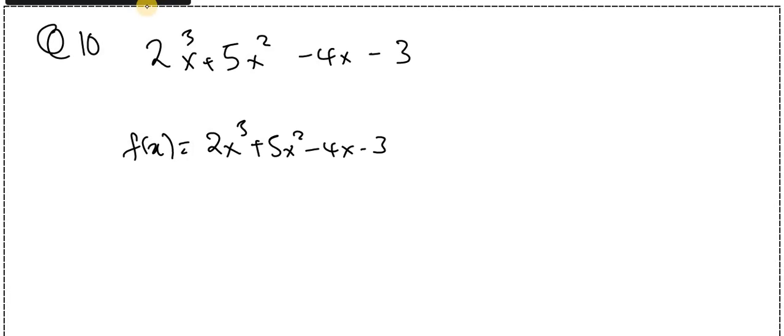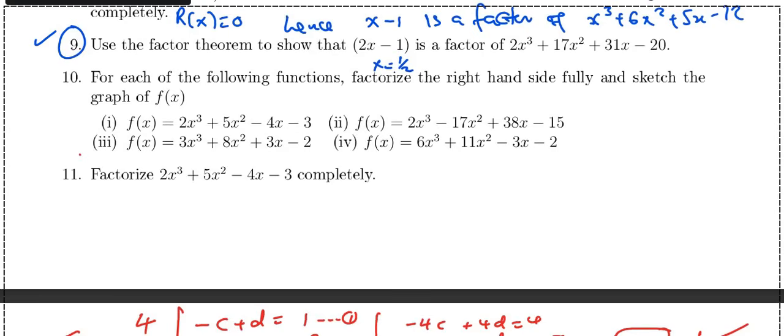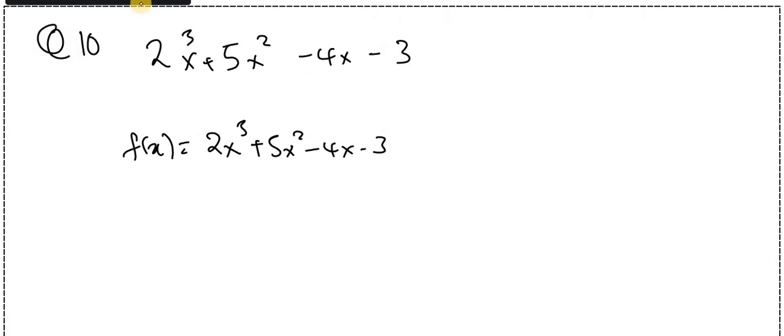So if we were to sketch this expression, the first thing that we do is to look at the constant. We have to factorize it first. So the constant is 3. What numbers can divide 3 without leaving a remainder? There's plus or minus 1 and there's 3. So we're going to use the trial and error method.